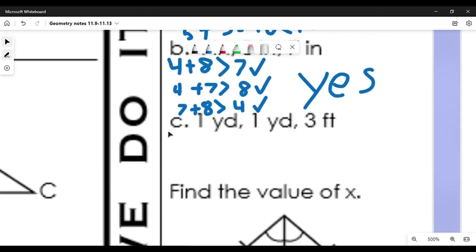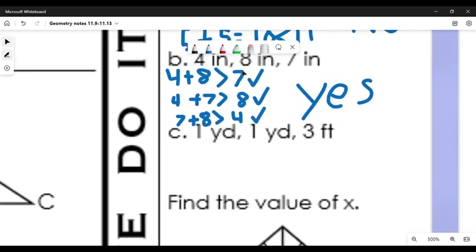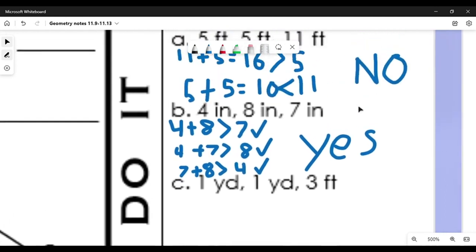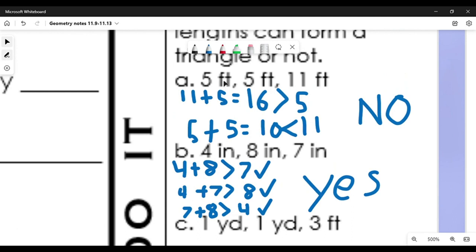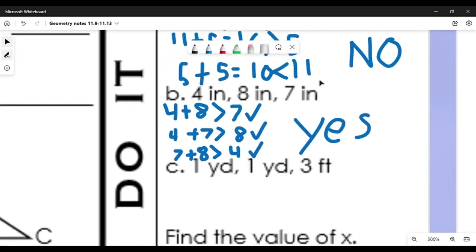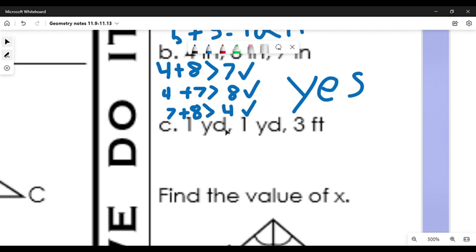All right, so last one we got here. You're going to notice first off, we have 3 lengths like our previous ones, but our previous ones were all in the same unit. We had feet, feet, feet. We had inches, inches, and inches. So this time we have 2 of the lengths in yards and 1 of them in feet. So the way that we deal with this, we got to go through and put either these 2 over here in terms of feet or this one in terms of yards, which is what I'm planning on doing.